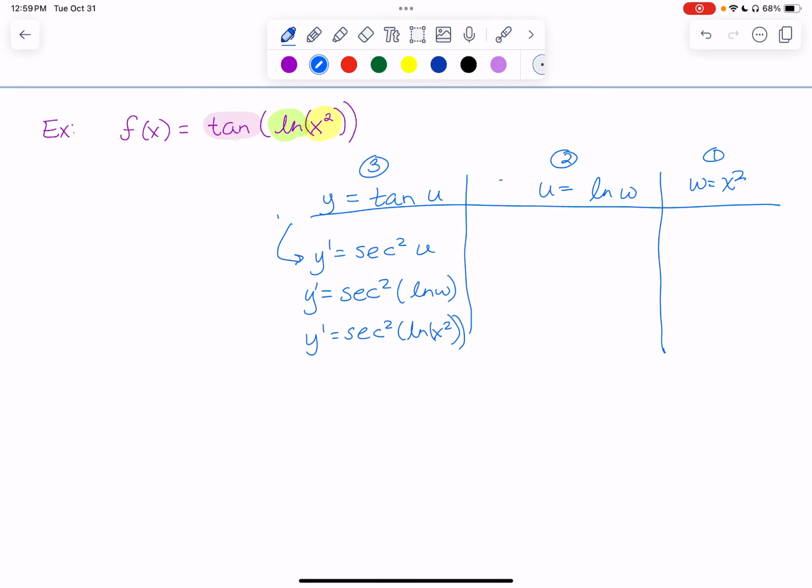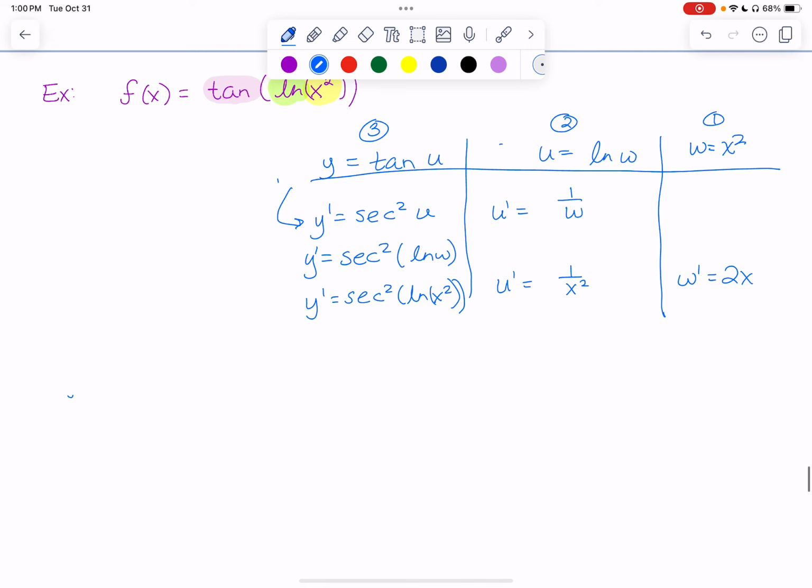All right, now let's look for our derivative of u. Remember the derivative of the natural log is 1 over the quantity inside, so 1 over w. In this case, I want that in terms of x, so I'm going to say my derivative of u is equal to 1 over x squared. Now my derivative of w is going to be 2x, and I'm ready to take my chain because I have the whole chain written right there.